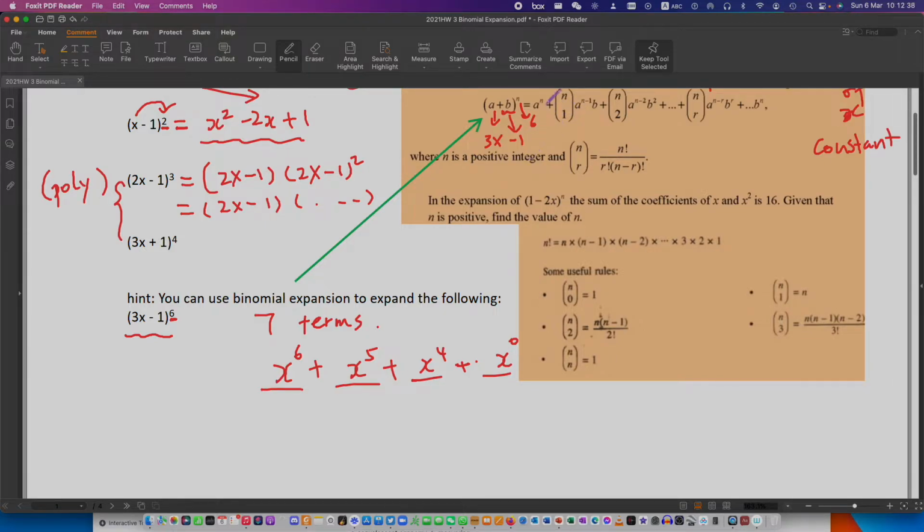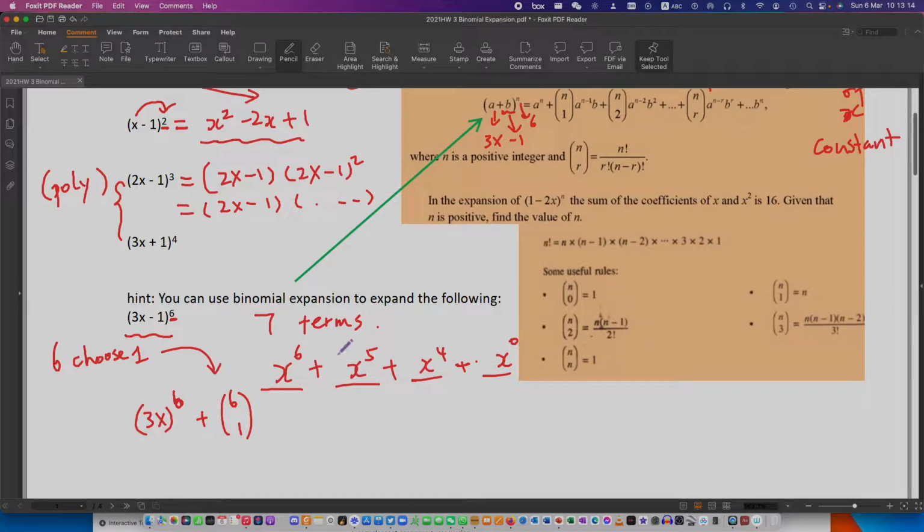So you have your an, which is 3x to the power of n, 6 in this case. Then the next one is 6 choose 1. Later I'm going to teach you how you can use the calculator to get the result for 6 choose 1. You can use the calculator to figure it out, or you can use the formula here, but let's not worry about that first.